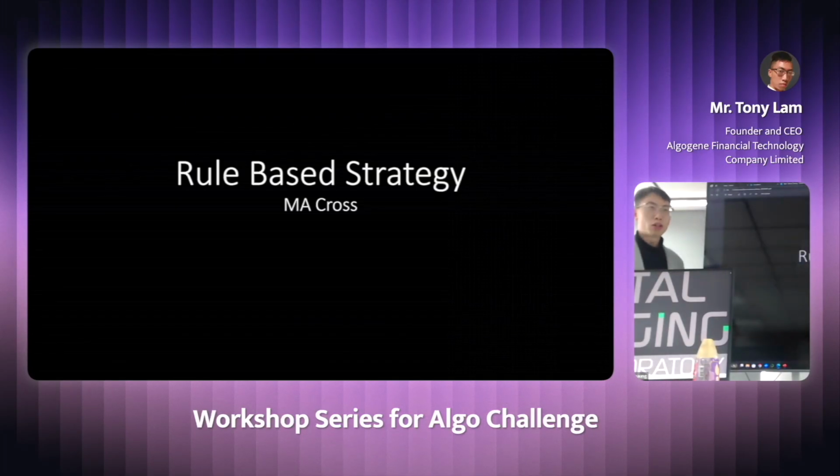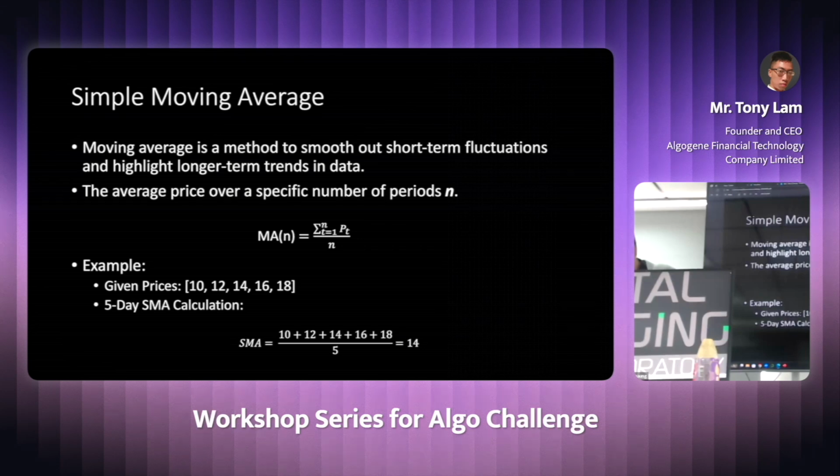So let's talk about our rule-based strategy. Here I will use a very basic strategy as an example. We use the moving average cross strategy. So moving average is a very basic method to smooth out the short-term fluctuation.